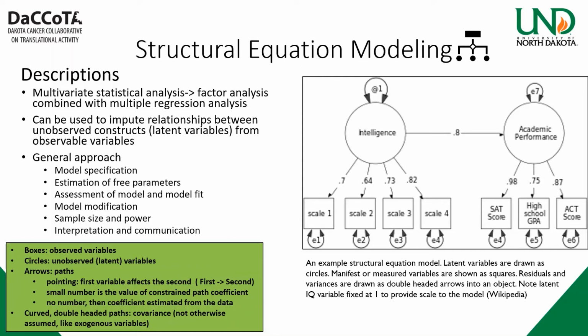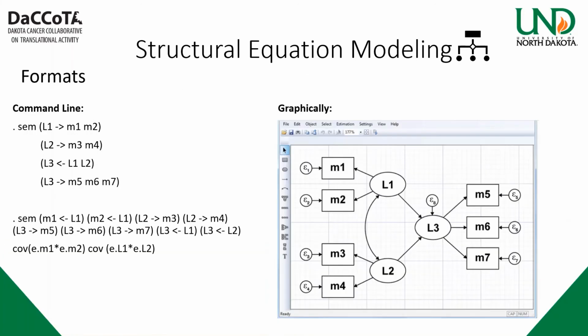And if there's no number, then that's estimated from the data. And if there's curved double-headed paths, that's covariance that isn't otherwise assumed. And I think, though, in these situations, these are another kind of double-headed error, which shows the error for each of these. So we'll be using Stata because it has nice properties with it.